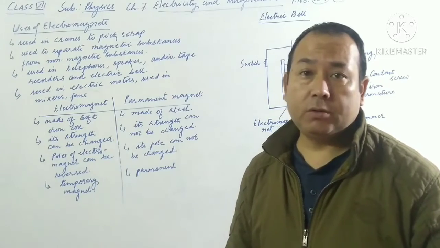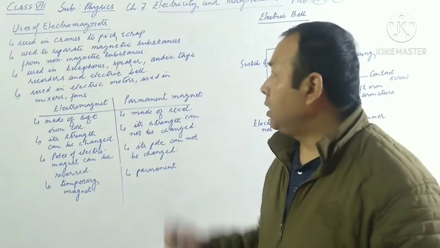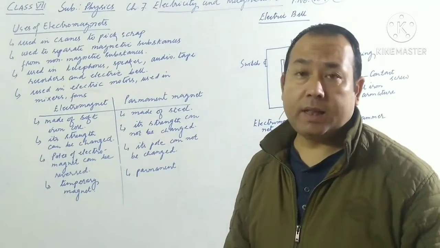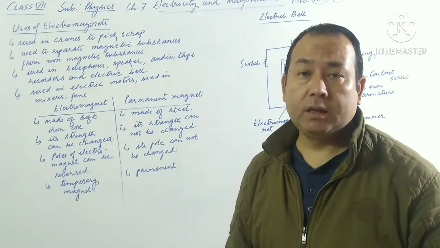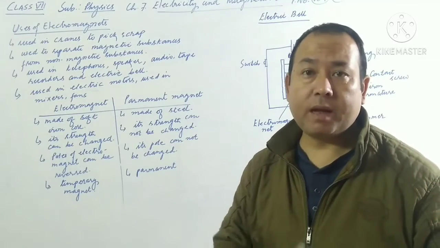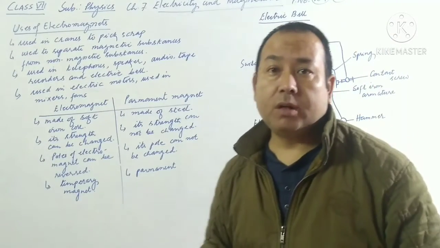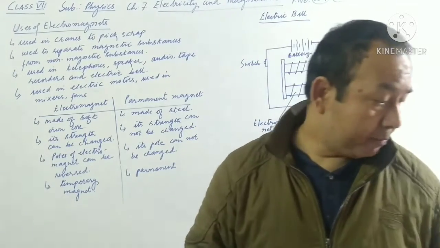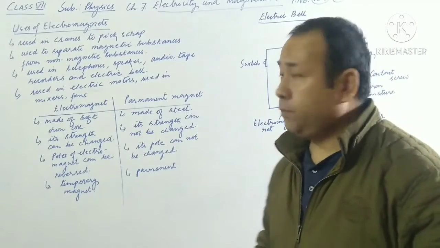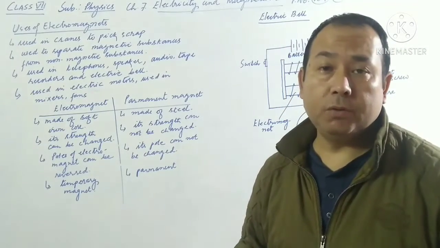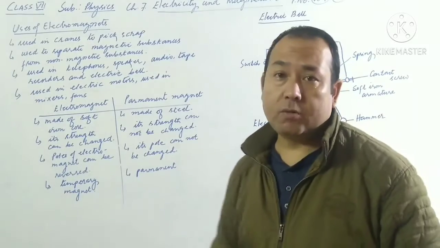Now in this video today we'll be learning about the uses of electromagnet, then we'll differentiate between electromagnet and permanent magnet, and then we'll learn about the electric bell. So these things we are going to study in this video. First come the uses of electromagnet.